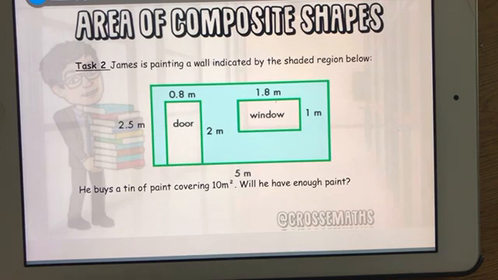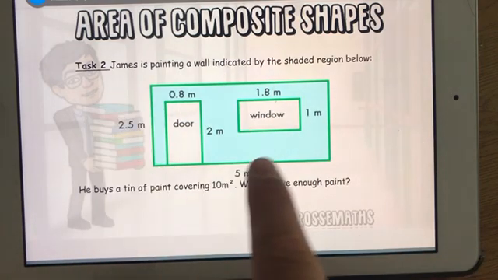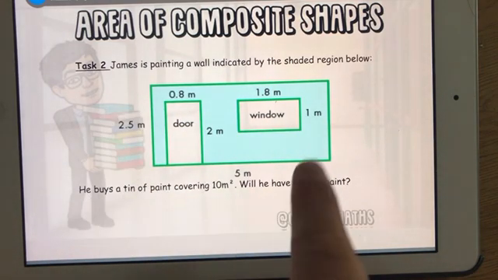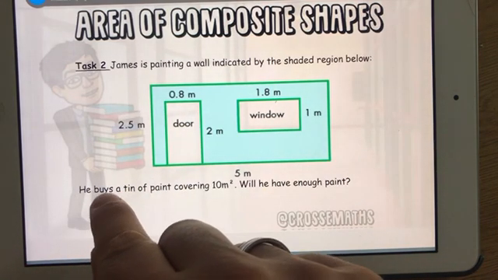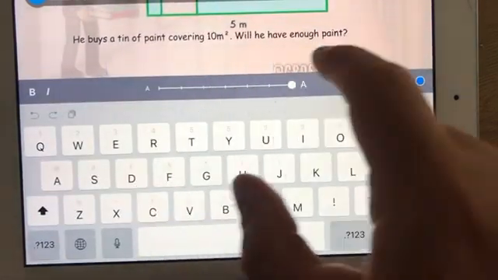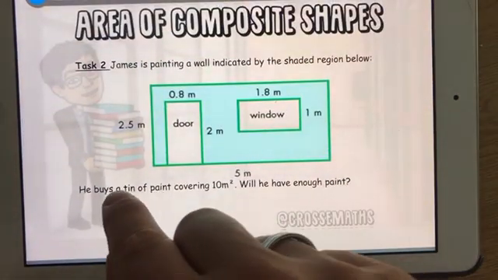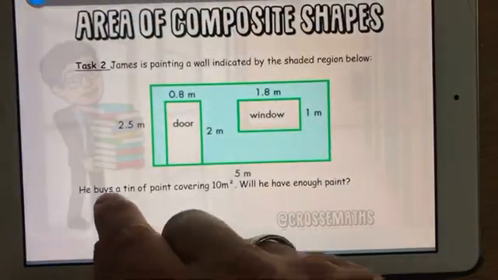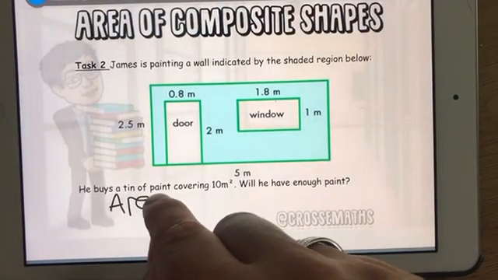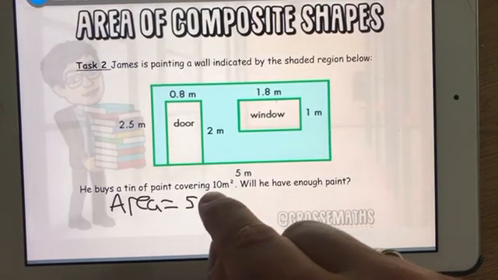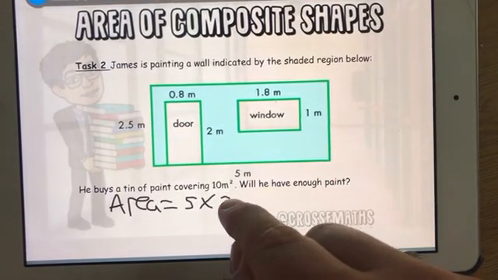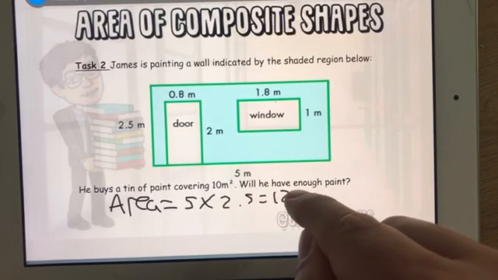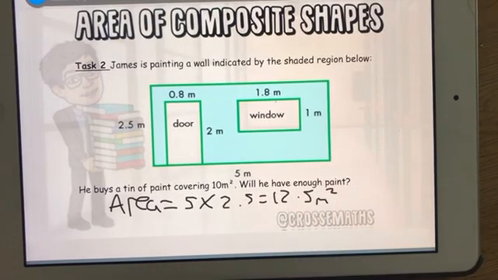Right then, guys, so we got to work out the area of the green bit first. To do that, I've got to work out the area of the whole rectangle. Area of the whole thing. I don't know what button I just pressed. I want pen. Area of the whole thing is 5 times 2.5, because there's 5 along there and 2.5 up. Gives me 12.5 meters squared. So that's the area of the whole thing.